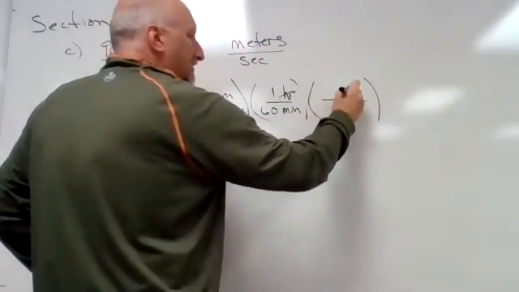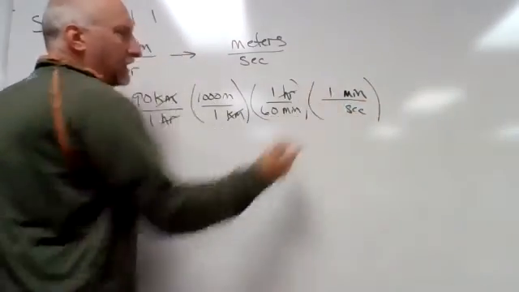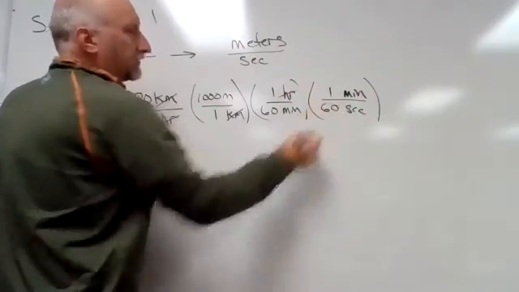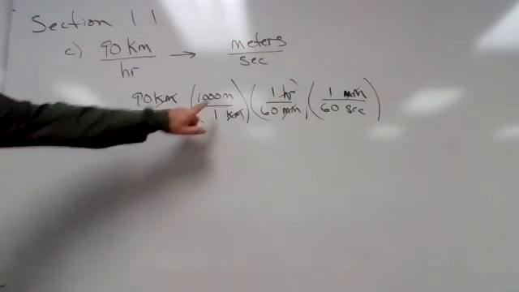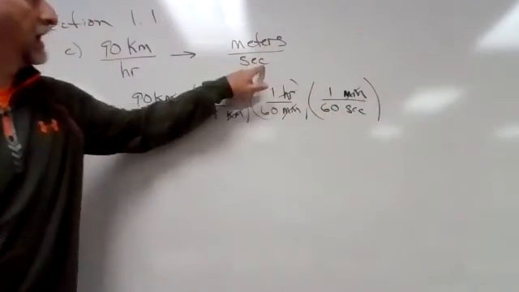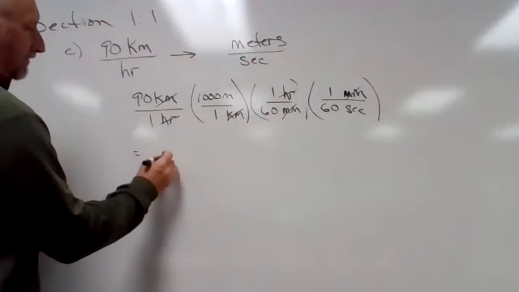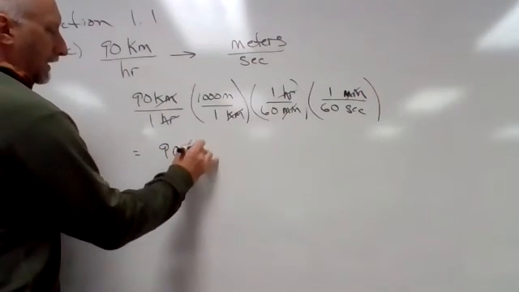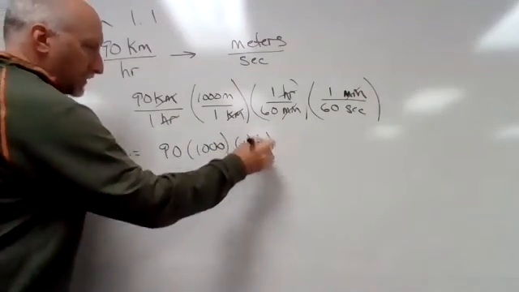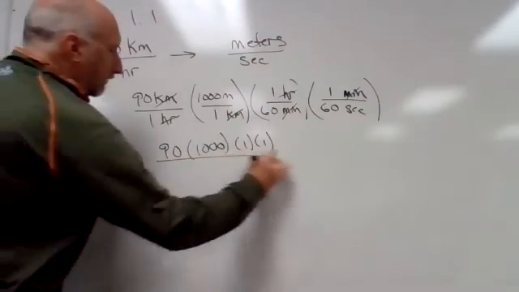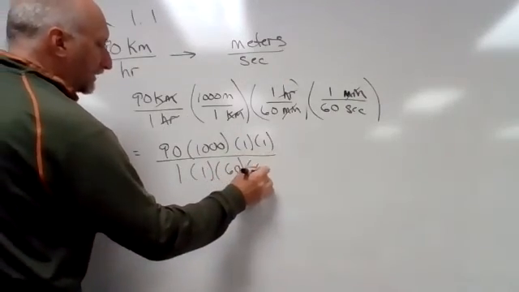Convert minutes into seconds. And I know that 1 minute has 60 seconds. And my minutes cancel. And I'm left with my meters on top, seconds on the bottom. I know then I'm done with my conversion. Now I just deal with the numbers that I have left over. I've got 90 times 1,000 times 1 times 1, which you don't really have to do, all over 1 times 1 times 60 times 60.